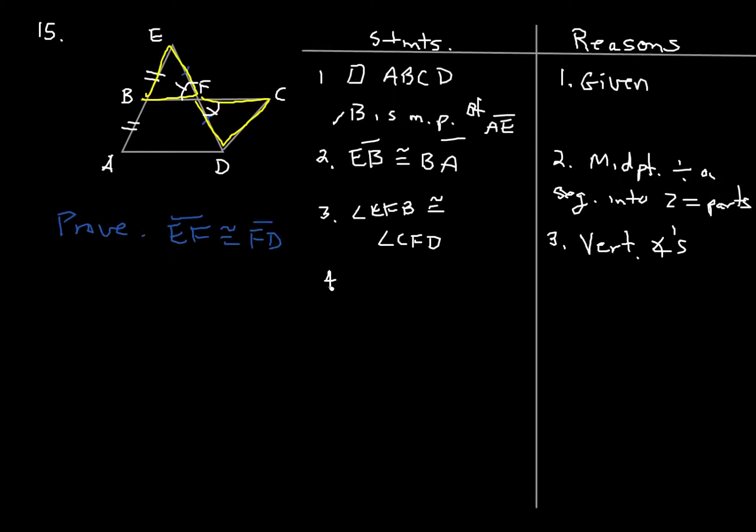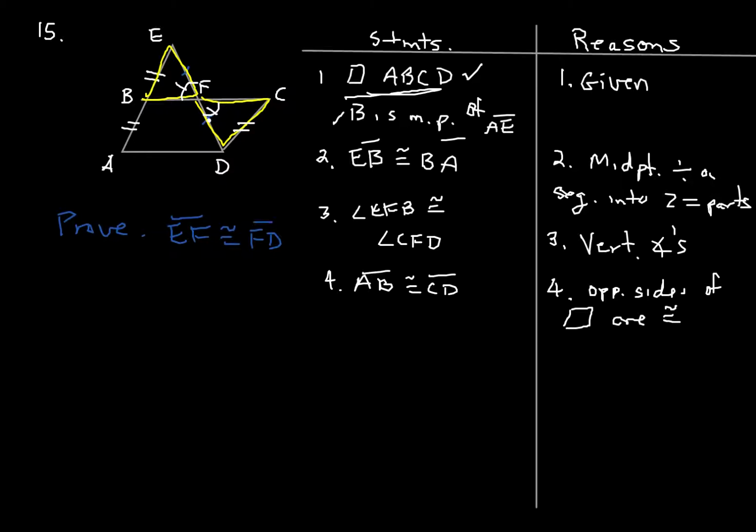All right, I see something else. We didn't use this information at all. But if we have that ABCD is a parallelogram, we know that the opposite sides are going to be congruent. So we can say AB is congruent to CD. So you have to use information up here to do the proof. And the reason for that would be opposite sides of parallelogram are congruent. All right, so we're making it. Look, now we have an angle and we have a side and an angle and a side. We just need a little bit more information.